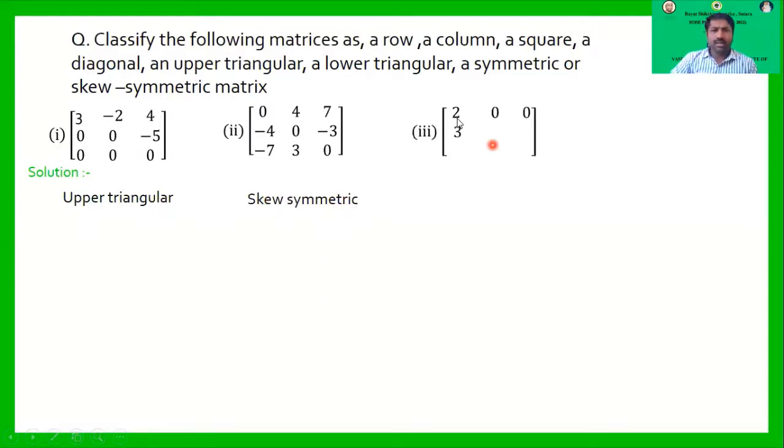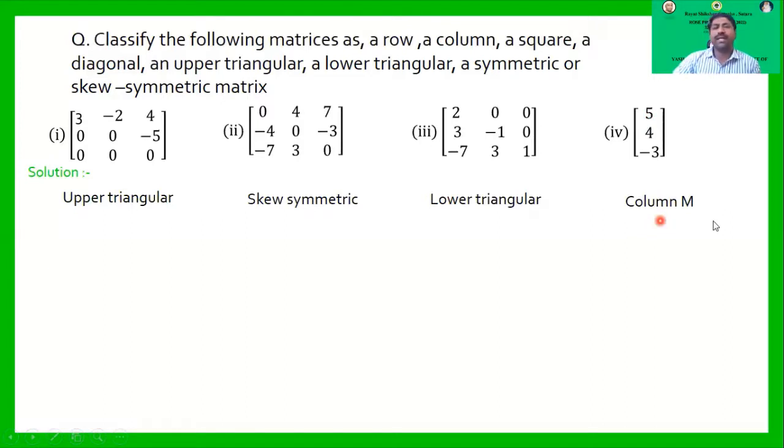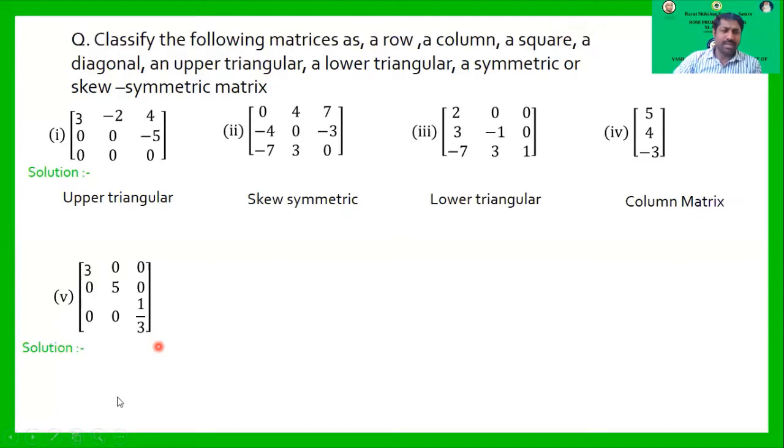Third, all the elements above the diagonal are 0. So this is a lower triangular matrix. Now this matrix has only one column, so this is a column matrix. So fifth example: here we can see all the non-diagonal elements are 0, and all the diagonal elements are not the same. So it is only a diagonal matrix. This matrix is also upper triangular and lower triangular. So we can say this is upper triangular, lower triangular, and diagonal matrix.